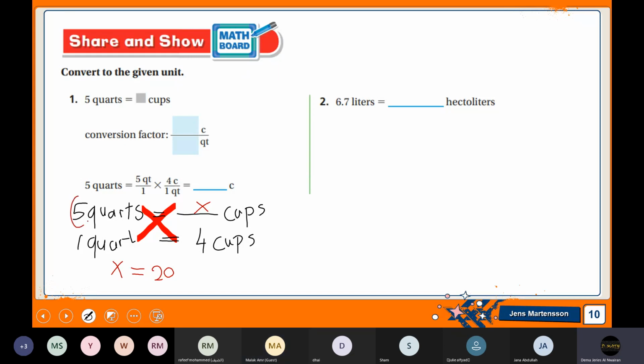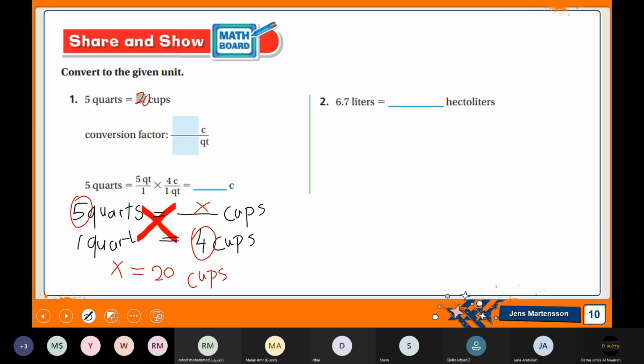5 times 4, which is 20 cups. Yeah, and we can divide them, so it will be 20 cups. So the answer is 20. So 5 quarts make 20 cups. Thank you, Malak Amr. Finally.